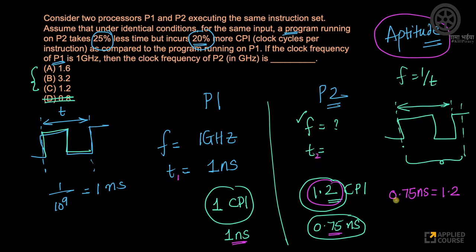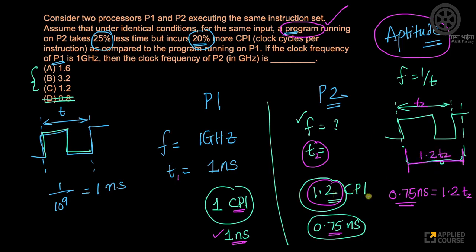Okay, so look at this. Suppose there's only one instruction. Let's assume the program has only one instruction, just for simplicity. That one instruction completes in 1 nanosecond because it requires 1 cycle per instruction. The same program will complete in 0.75 nanoseconds here. So this 0.75 nanoseconds equals 1.2 into T2, because this is your T2. This whole width is your 1.2 T2.